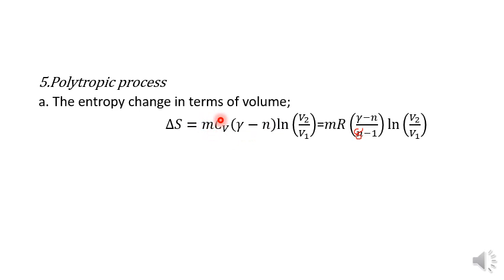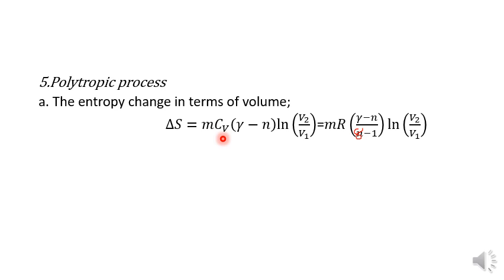We know that Cv is equal to R divided by gamma minus 1. So I am simply substituting Cv is equal to R divided by gamma minus 1. Then the formula becomes mR (gamma minus n) divided by (gamma minus 1) ln V2 by V1, where R is the gas constant value, gamma is the adiabatic index value, and n is the polytropic index. Using this same formula, I am writing it in terms of pressure.